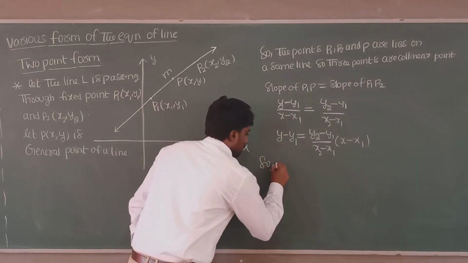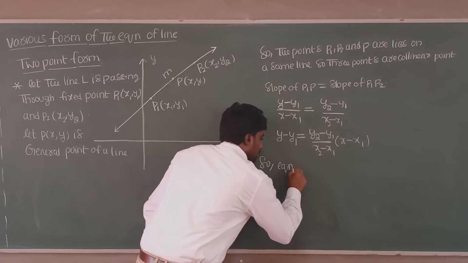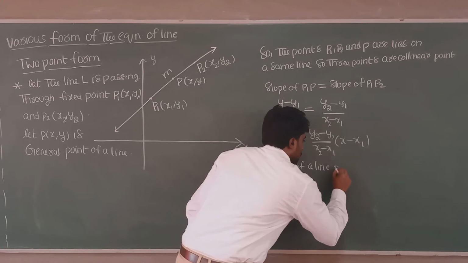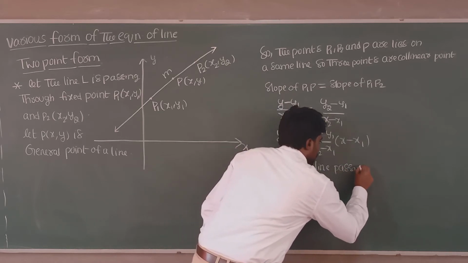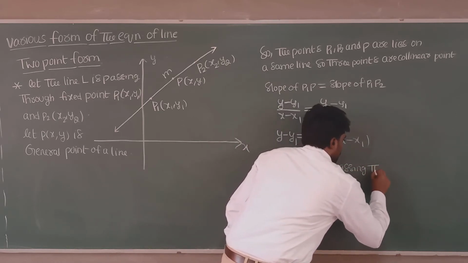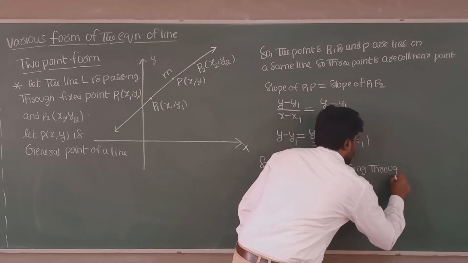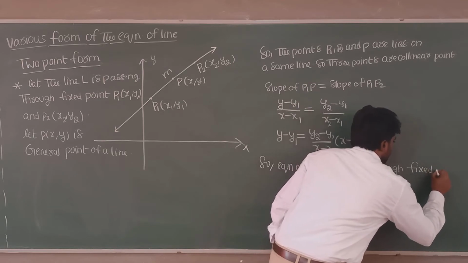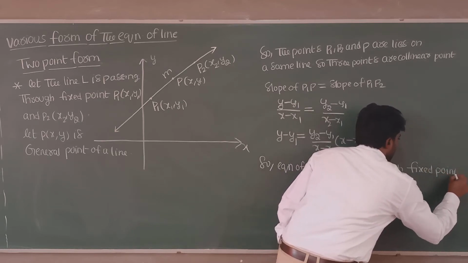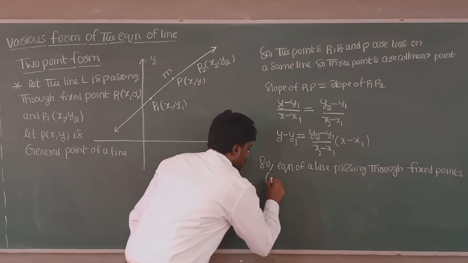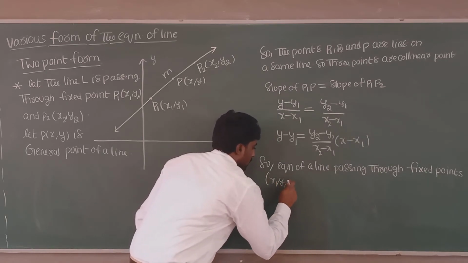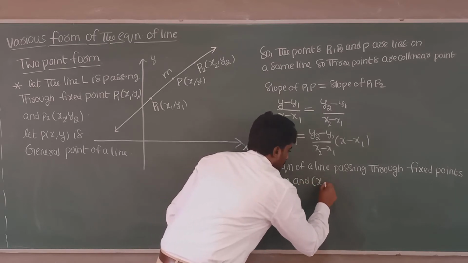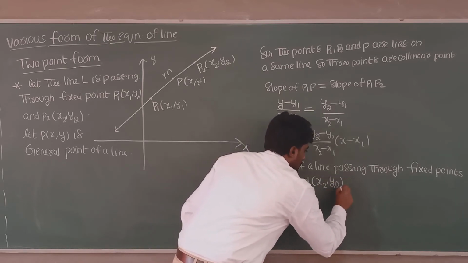So, equation of a line passing through fixed points. Fixed points, not pointer. Passing through fixed points x1 comma y1 and x2 comma y2.